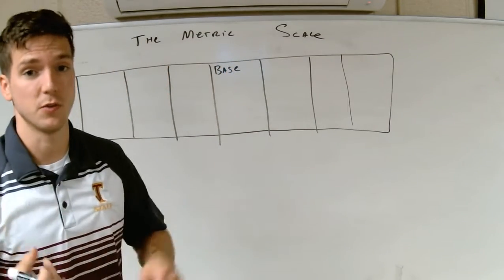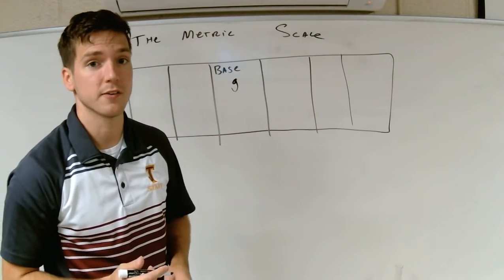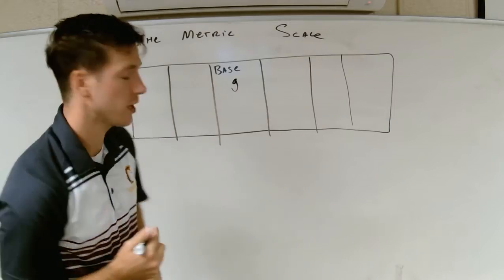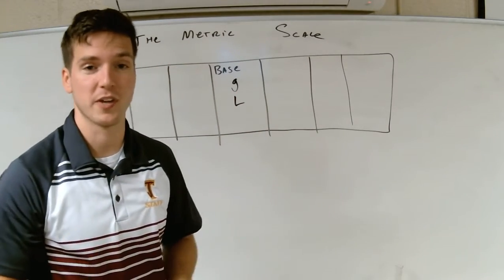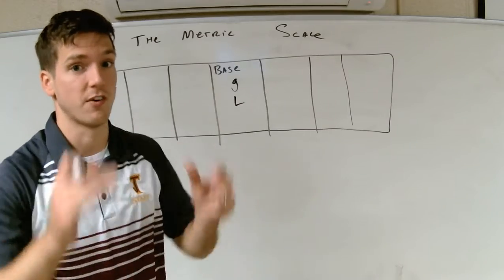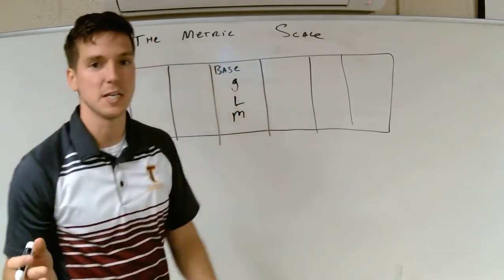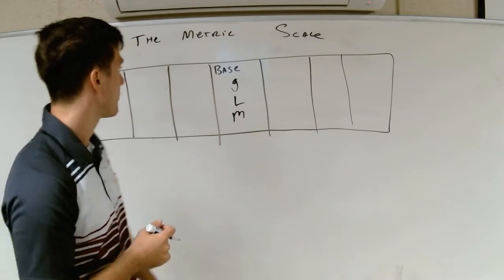It's our base unit, and our base units are grams. Grams measure things like your weight. It measures mass, how many atoms there are. We have liters, which measure volume. When you have a 2 liter of soda, that's the volume of the bottle. And then we have meters. Meters is distance, how far away things are.